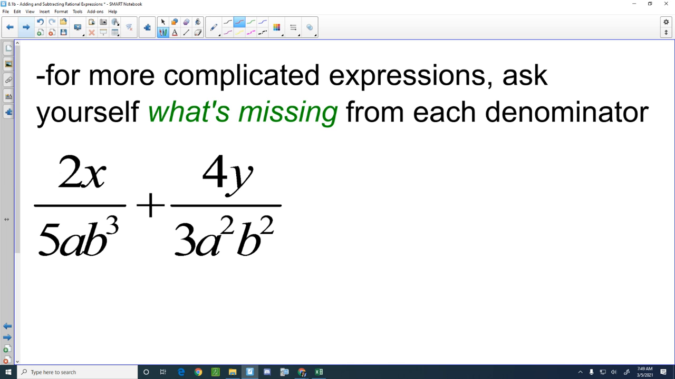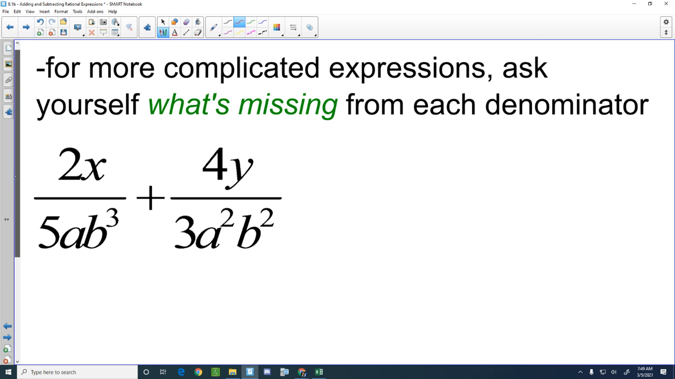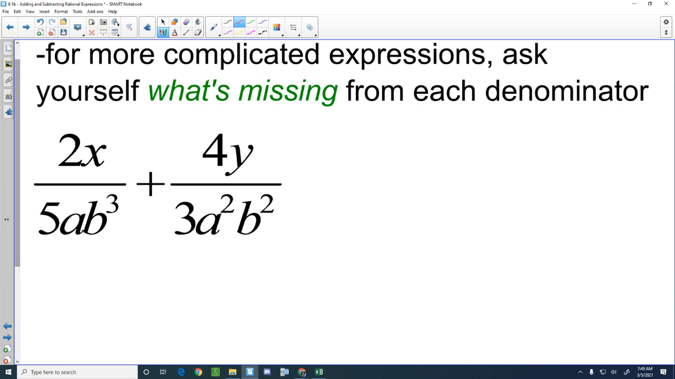All right, so we're still going to use that same idea of trying to get the denominators to match. And this looks a little complicated, but to add these up, just look at the two denominators. And we want them to be the same. I want the left denominator to be exactly the same as the right denominator.